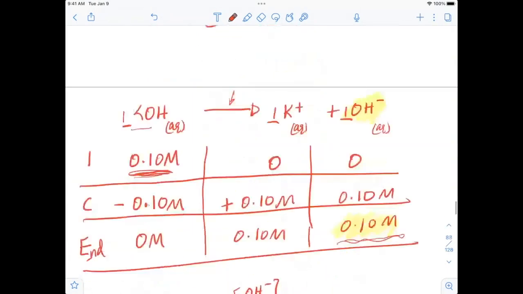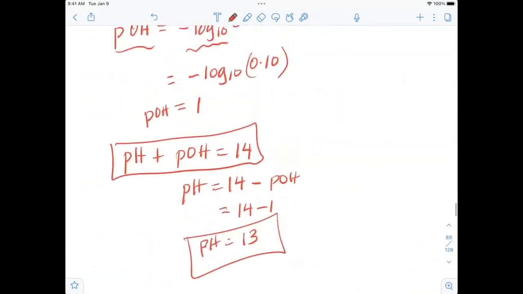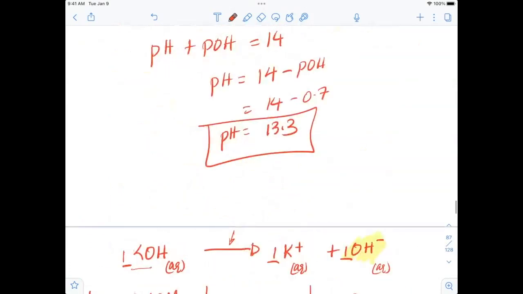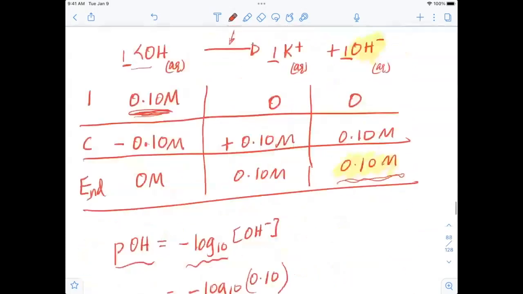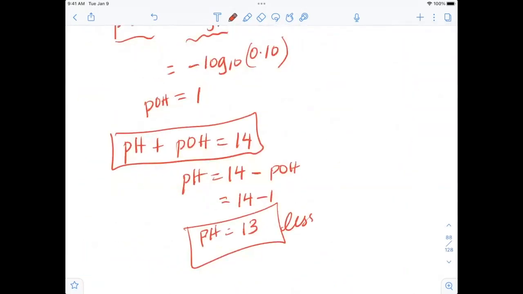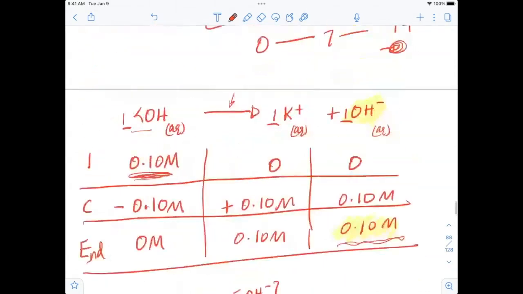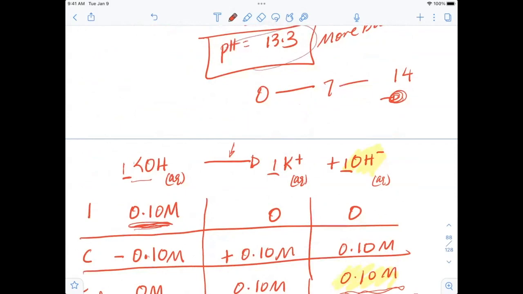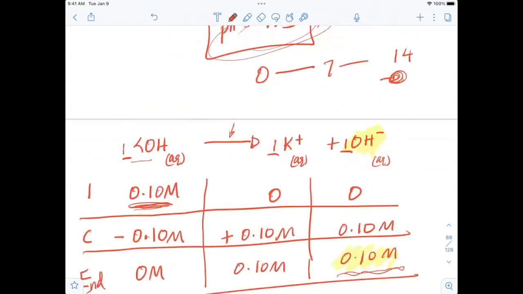So in the previous problem here, we got a pH of what? 13. Now we got 13.3. Remember the scale, right? From 0 to 7 to 14. The closer the pH is to 14, which is the highest, the most basic, the more basic it is. So this is more basic than the other one that we saw, the monohydroxyl. This is less basic. Okay, it's all relative because this is a little bit further away from 14 versus this one here being closer to 14.